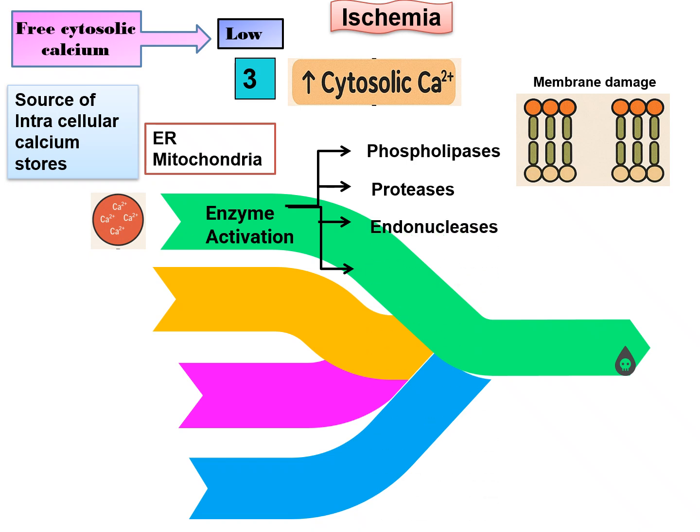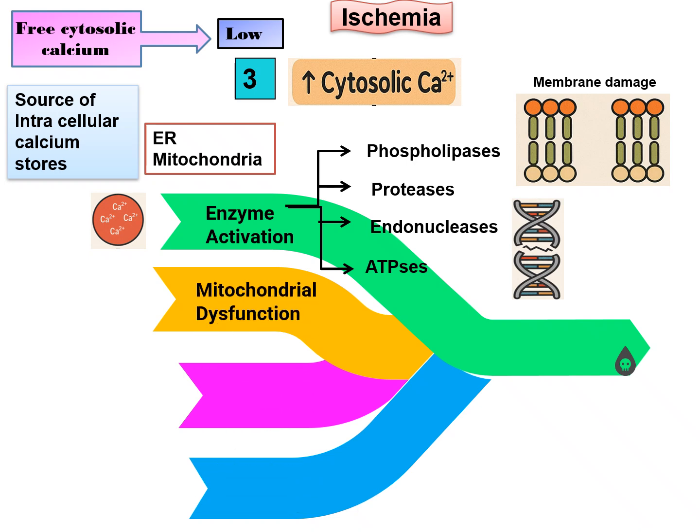And the third enzyme getting activated here is endonucleases, which causes destruction of the DNA. And ATPases are also activated, causing destruction of ATP. And the second thing happening with increased cytosolic calcium level is mitochondrial dysfunction, because of which there is decreased ATP and increased reactive oxygen species.